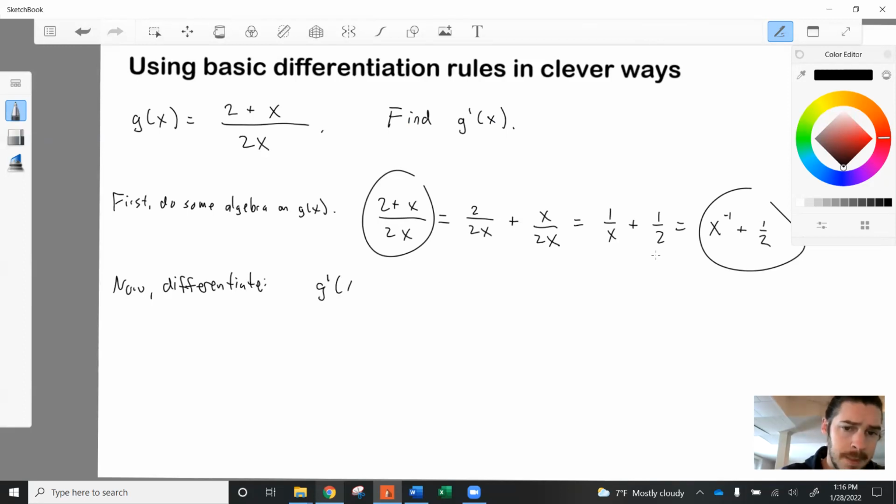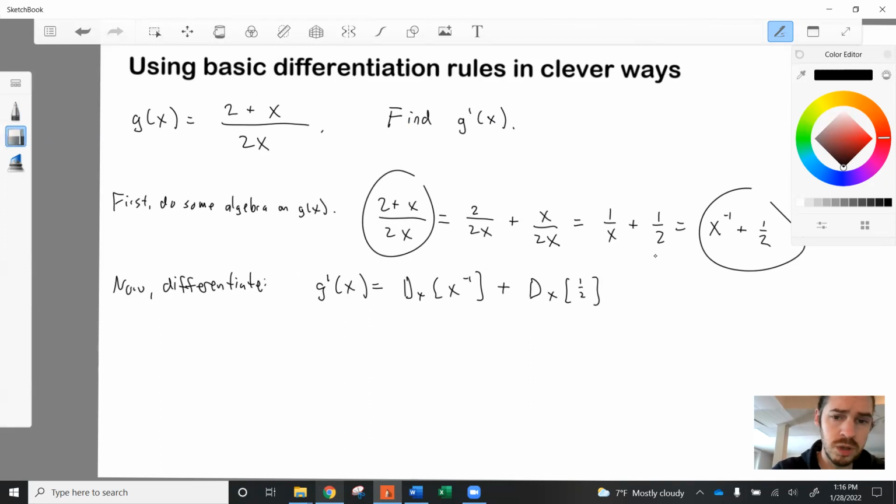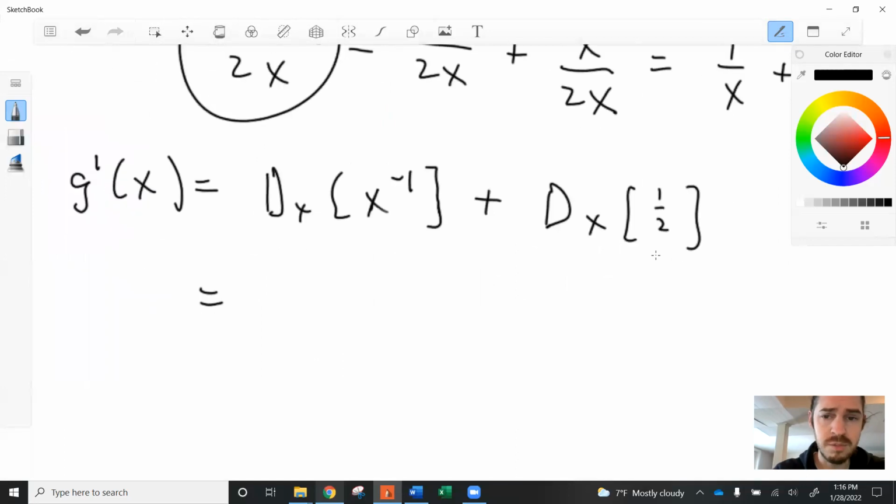G prime is going to be the derivative of x to the negative 1 plus the derivative of 1/2. Now I'm applying the sum rule already very quickly, just rewriting this here, without even writing the derivative over the entire thing, I'm just jumping in. And I'm using the Euler operator notation here just because I like it. It's convenient. You don't necessarily have to write it exactly like I do. There are other ways to do this.